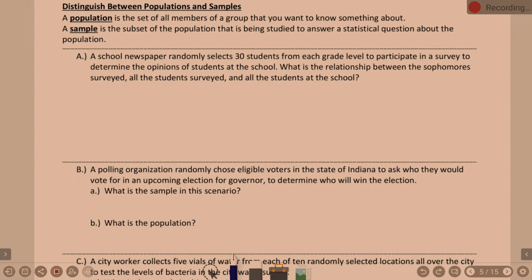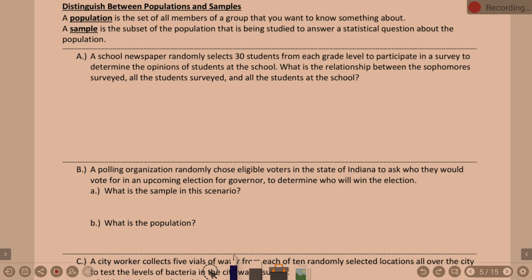Yesterday, we started 11.1. We talked about what it means to be a statistical question. A statistical question is gathering multiple pieces of data. You can summarize it, organize it. Then we talked about statistical variables.